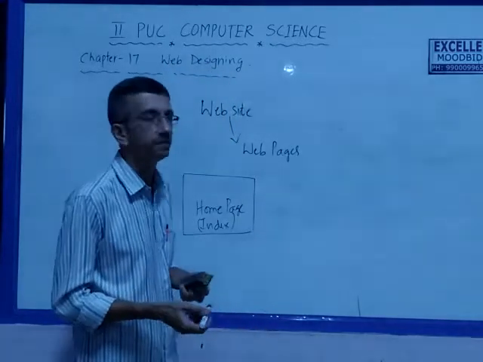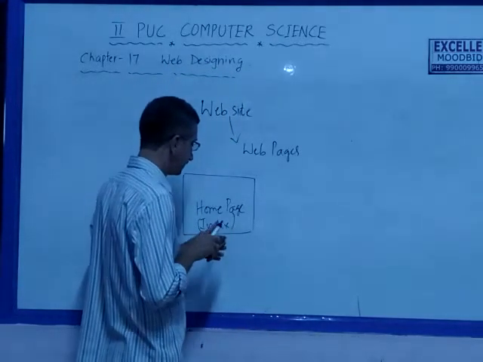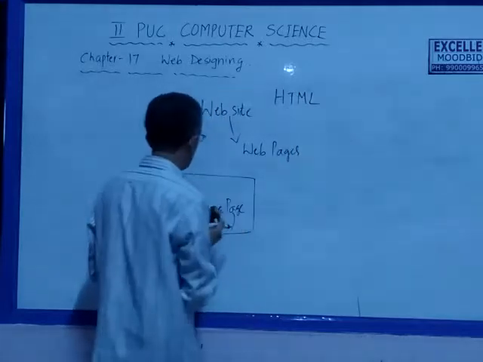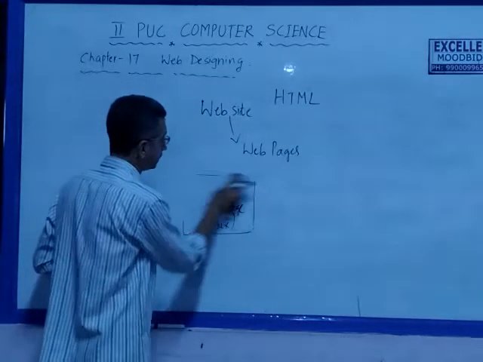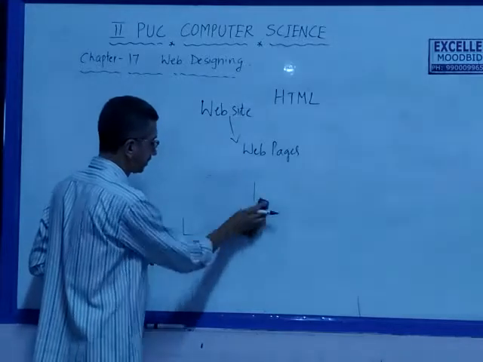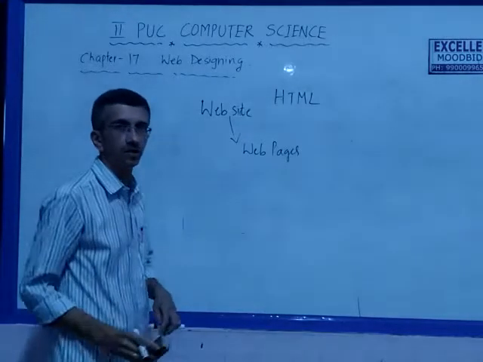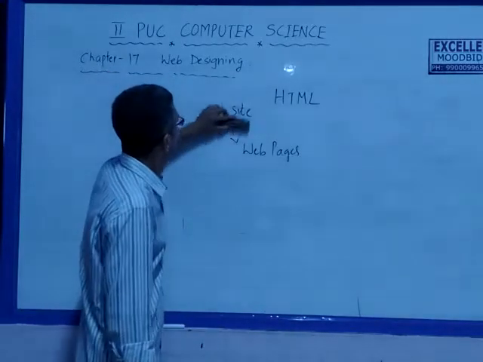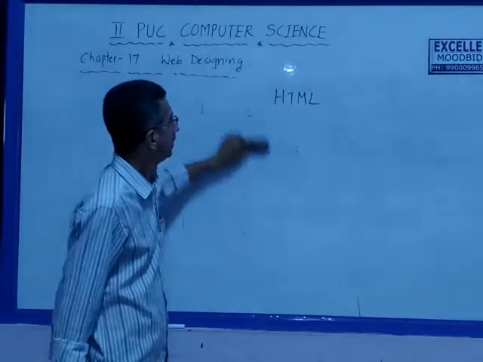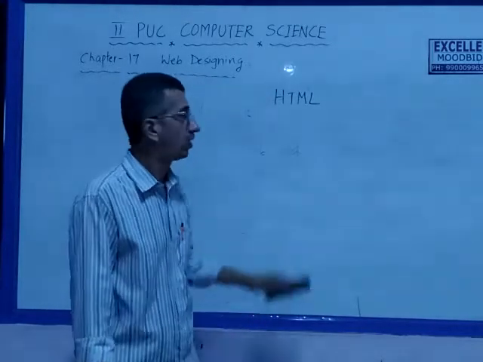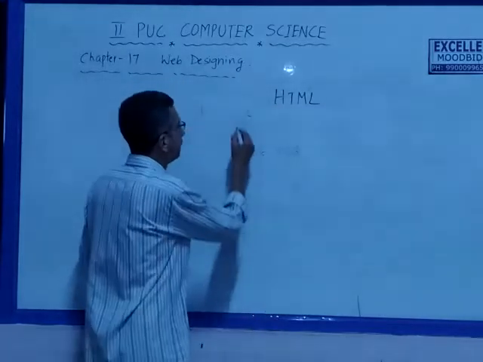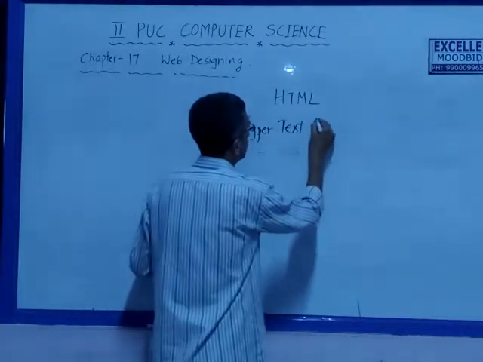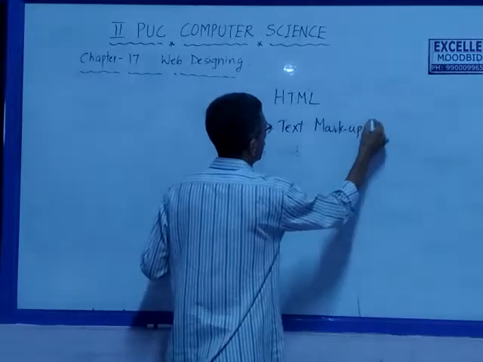For that, we learn the basic web designing language, which is HTML. So in this chapter, we study HTML, the basic HTML structure, the tags required, and all those components, how to create the HTML tags. These are called elements of HTML. HTML stands for Hypertext Markup Language or Hypertext Manipulation Language.